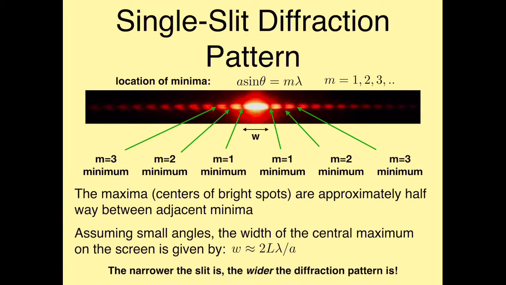Now, I'm going to derive that equation for you in a second, but let's actually just take a look at it and see what it's telling us. So W is inversely proportional to A. W is the width of that bright spot on the screen. A is the width of the slit that the light is going through. So this is telling us that the narrower the slit is, the wider the diffraction pattern will be. And if we have a wider slit, the narrower the diffraction pattern will be, because again, W and A are inversely proportional to one another.